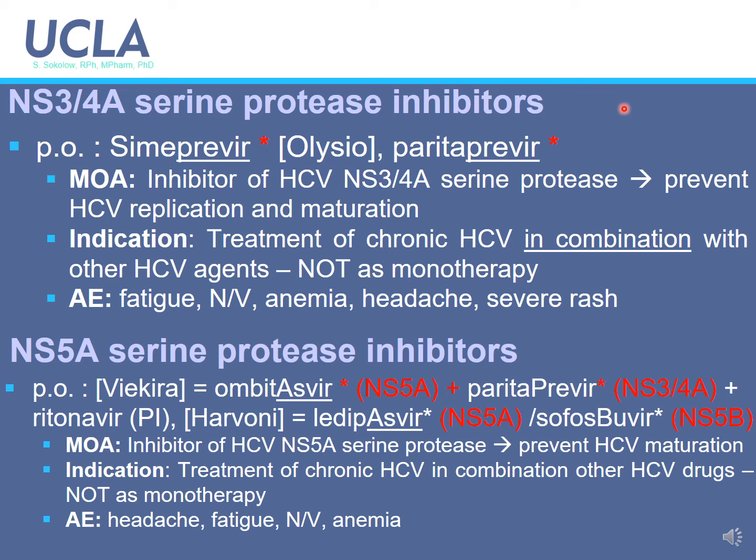Now, especially Hep C genotype 1 is very complicated to treat. And like HIV patients who have Hep C, they need to take a combination of different medications to be effective. And what is the mechanism of action of those NS3/4A serine protease inhibitors? They inhibit the NS3/4A serine protease, and therefore prevent HCV replication and maturation.